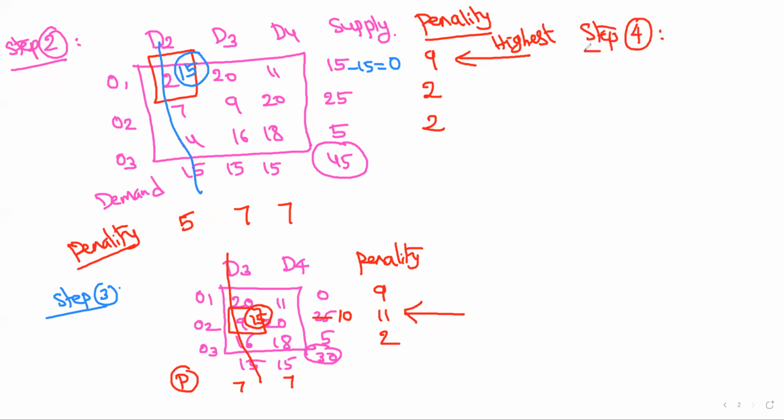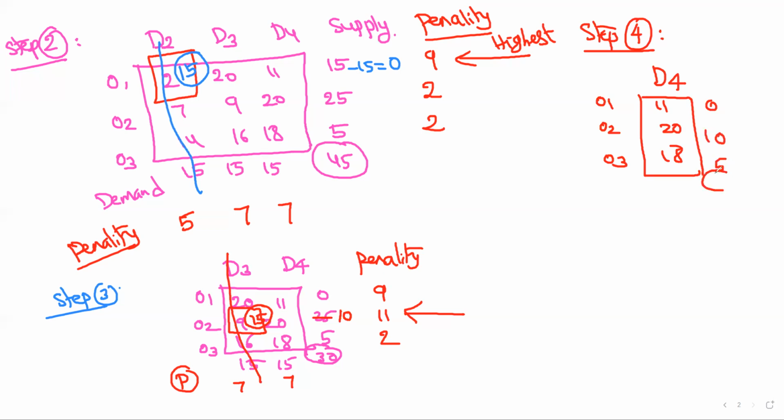The new reduced table is: we have only column D4, and rows O1, O2, O3. The costs we have are 11, 20, 18. Supplies we have 0, 10, 5. And the demand is 15, how much? 15. And here also we have 15.